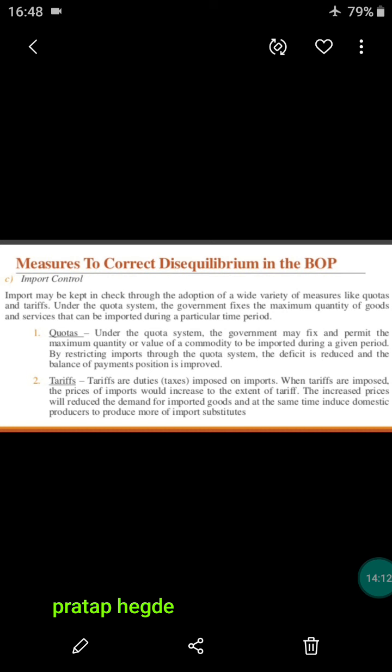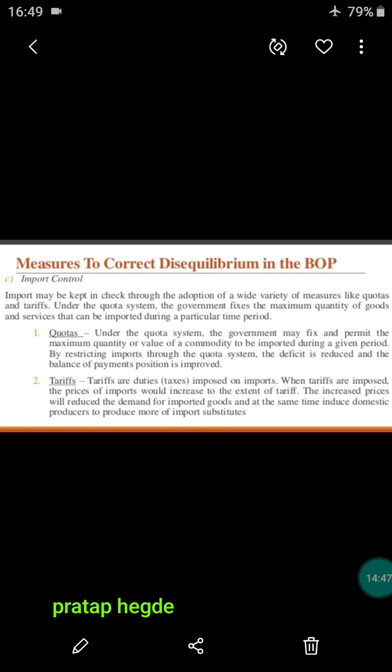Under the quota system, the government fixes the maximum quantity of goods permitted per commodity. So quotas are a system of limiting the quantity of a commodity that can be imported from other countries. By limiting the quantity of commodity that can be imported from other countries, we can put a check on the quantity of imports in the country. In this way, we will be more in benefit.